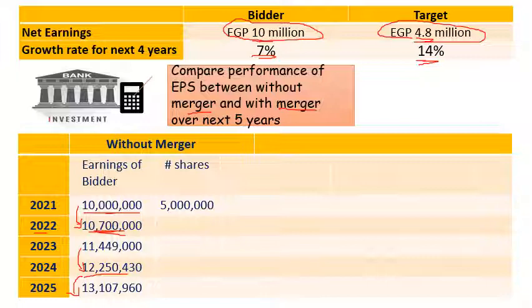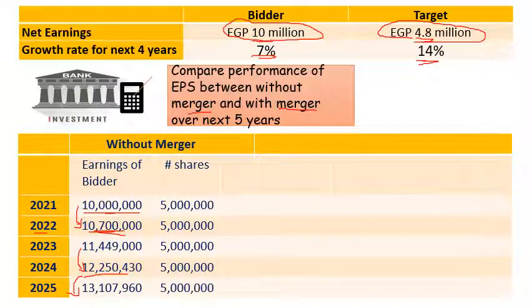Number of shares are assumed to be constant over the next 4 years at 5 million shares, because this case is without merger. So the company does not intend to issue new shares. We can calculate earnings per share in this case by dividing earnings by the number of shares. So we will divide 10 million over 5 million to be 2 Egyptian pounds per share.